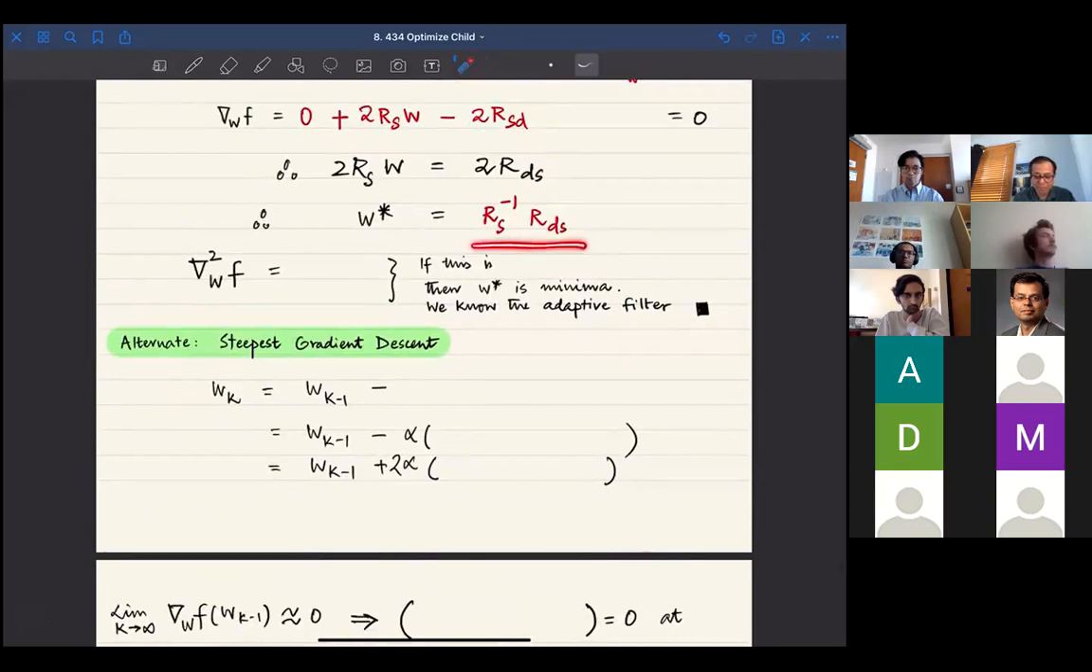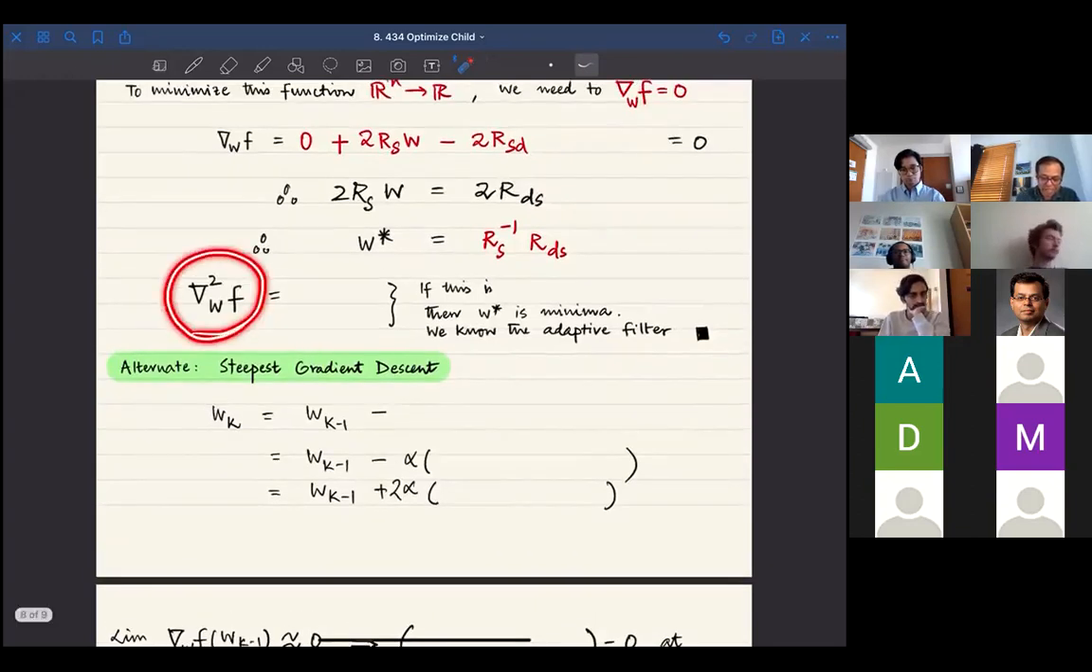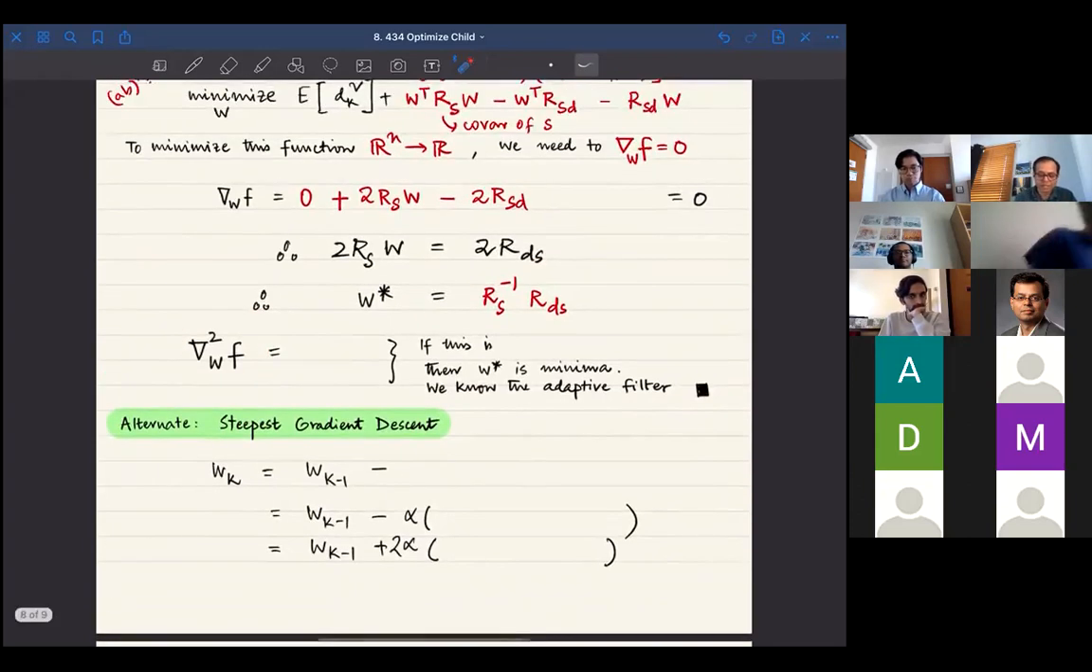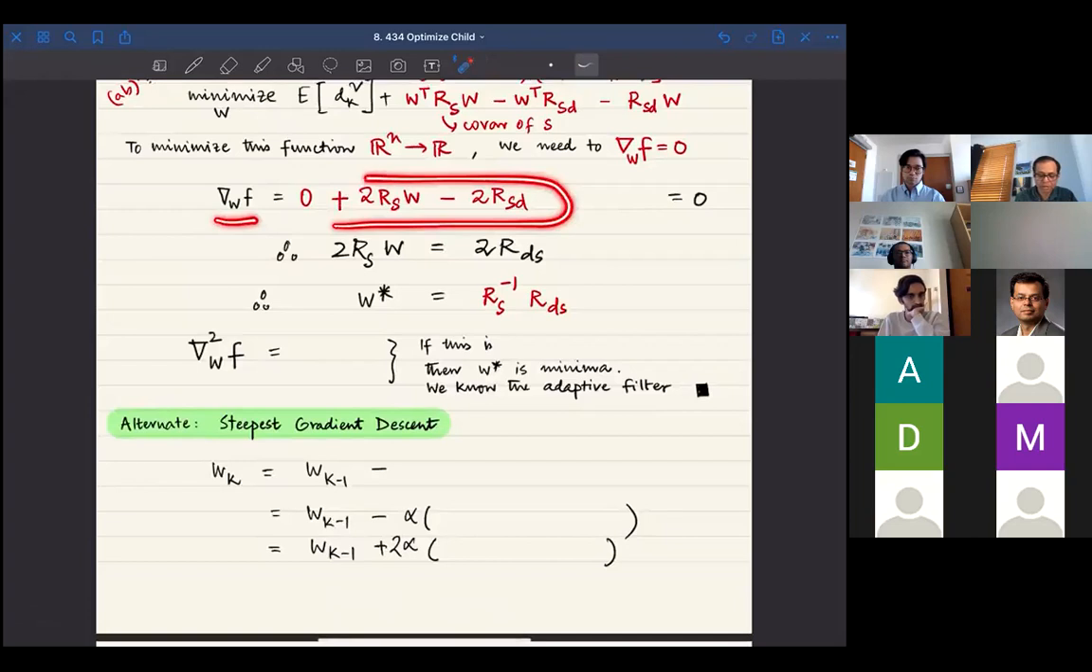But now let's first figure out, is this a minima? And then we have to say delta square F is what? If this is delta F, what is delta square F, Utkarsh? 2RS.